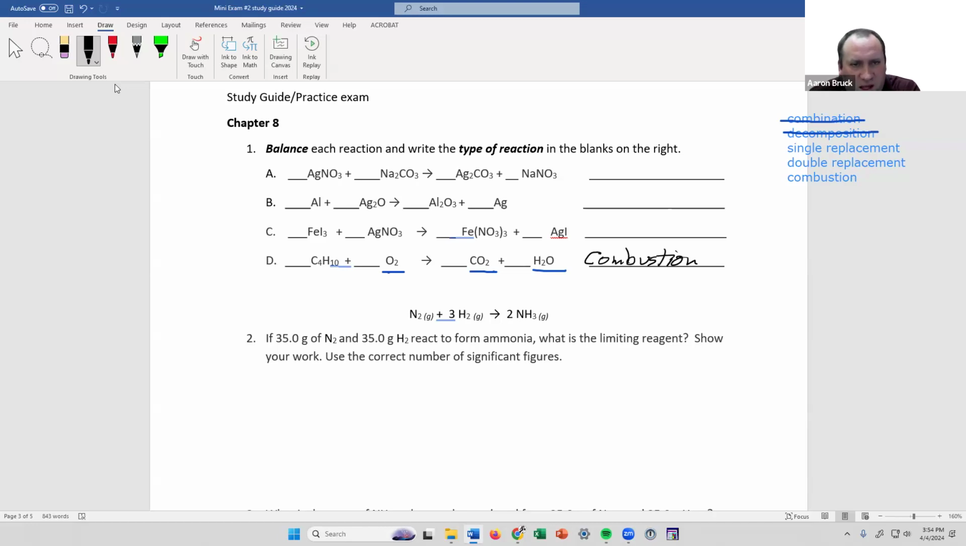Now, none of these other ones fit that description. In fact, all of these involve some kind of switching taking place. I've got the iron and the silver switching places here, aluminum and silver switching places here, silver and sodium switching places here. Those are all hallmarks of replacement reactions. So we're done with combustion.